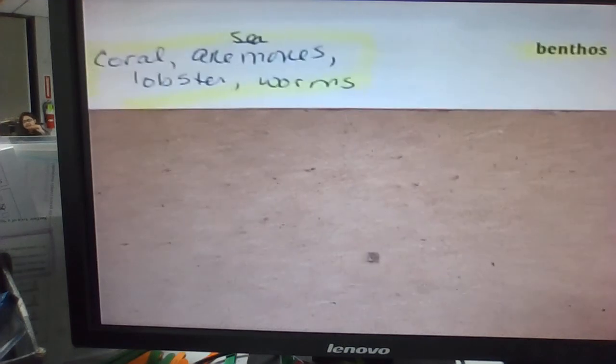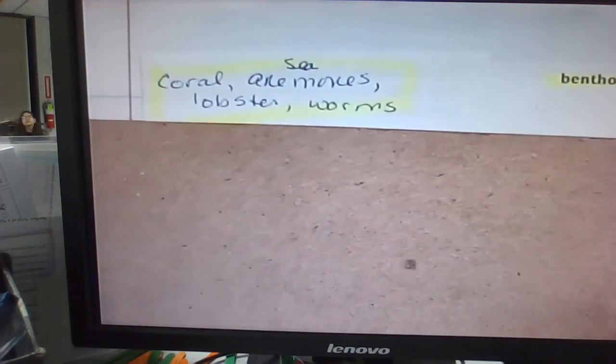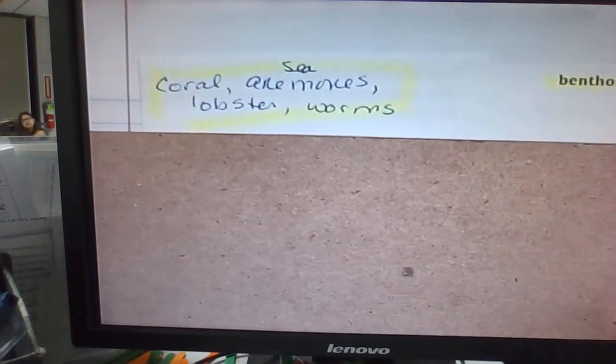All right, so some examples of critters that are benthos. Coral, sea anemones, we looked at those the other day. The lobsters were in the picture crawling around on the benthic zone. Worms are an example of a decomposer that would burrow into that sediment on the bottom of that aquatic ecosystem. Coral, sea anemones, lobster, worms.